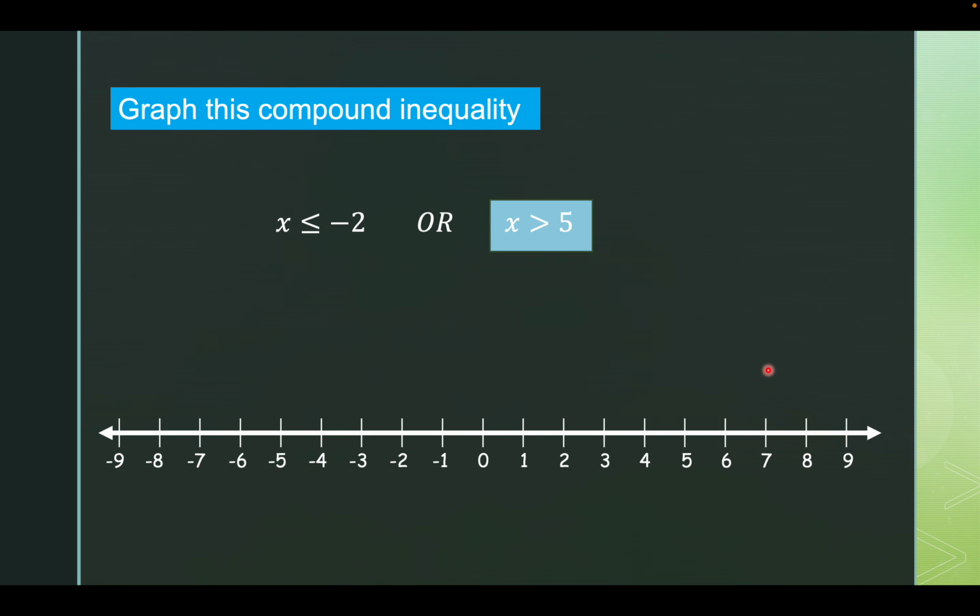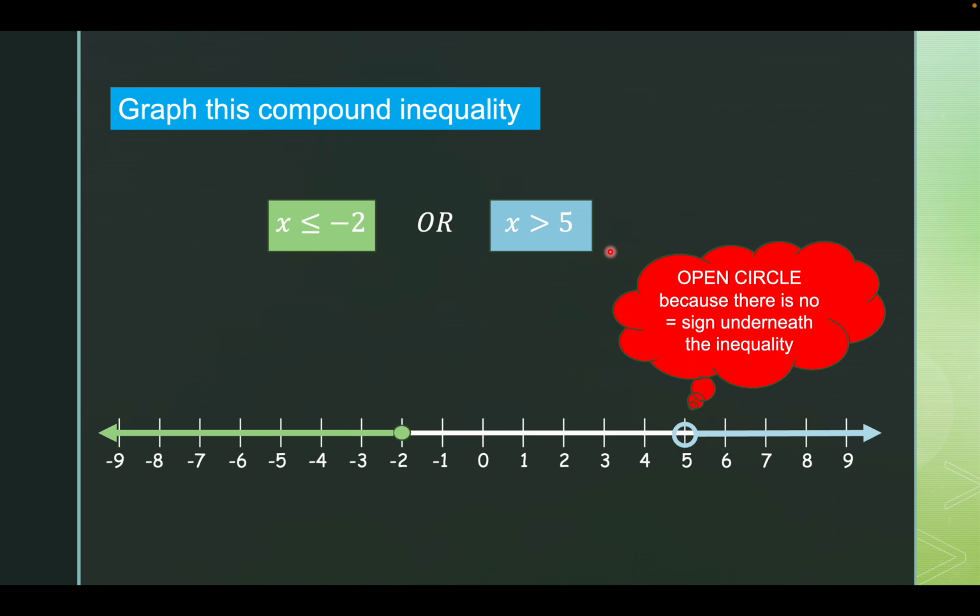Graph this compound inequality. If we were to graph x is less than or equal to -2, the equal sign means I need a closed circle. Less than means we're going to the left. X is greater than 5. We need an open circle at 5 because there's no line underneath, and the graph would travel to the right.